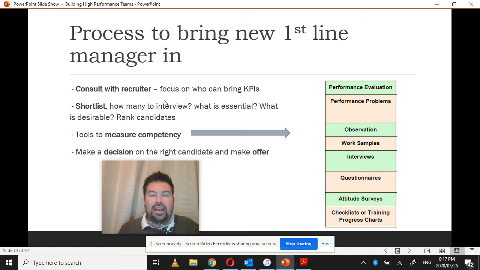Now, one way of being able to narrow this down a little quicker is to measure their competency. So sometimes we have interviews, or we have pre-interviews which have a performance evaluation. How good do they do their job? So maybe we put them into the situation, we see how they handle it, and that becomes a performance evaluation. We look at performance problems. So what problems have they had in the past? Can we work with that? Can we live with that? We need to decide. Then we do observation. We watch them in work, we watch them in action, and then we decide based on that.